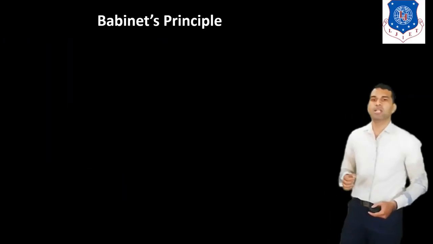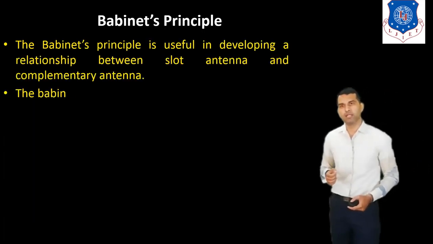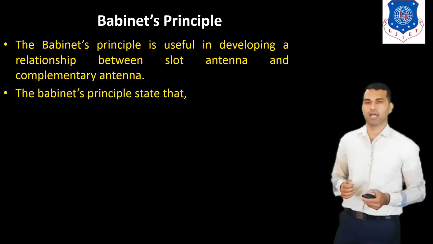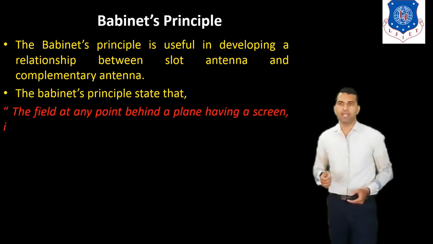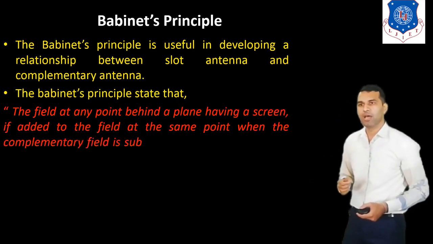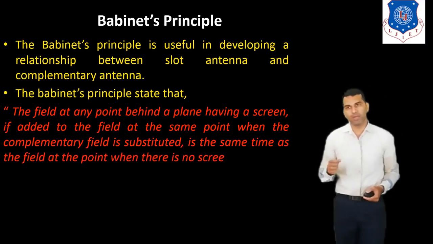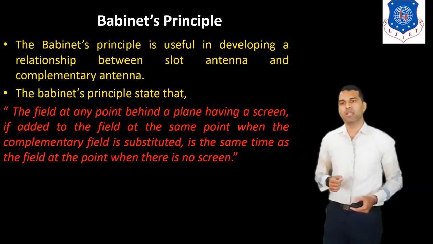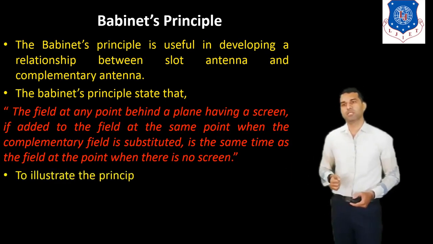Now we discuss the Babinet principle. The Babinet principle is useful in developing a relationship between a slot antenna and its complementary antenna. The Babinet principle states that the field at any point behind a plane having a screen, when added to the field at the same point when the complementary screen is substituted, is the same as the field at the point when there is no screen. So now we understand this principle.